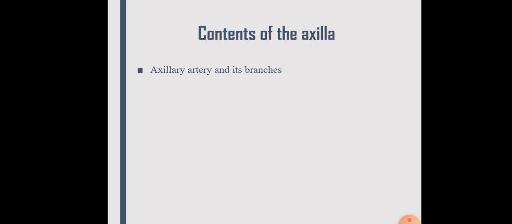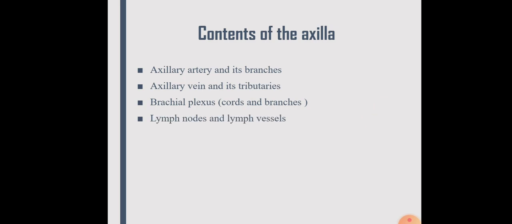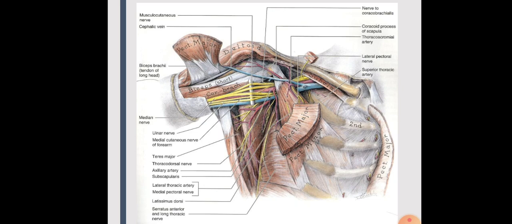Contents of the axilla: axillary artery and its branches, axillary vein and its tributaries, brachial plexus, the cords and branches of the brachial plexus, lymph nodes and lymph vessels, fat and areolar tissue. Okay, these structures are located in the axilla: axillary artery, the cords and branches of the brachial plexus, axillary vein, axillary lymph nodes, and others.